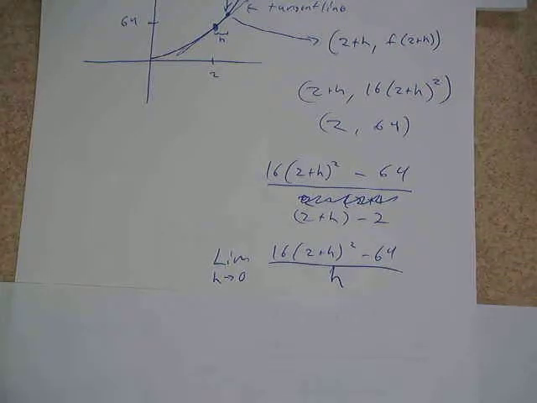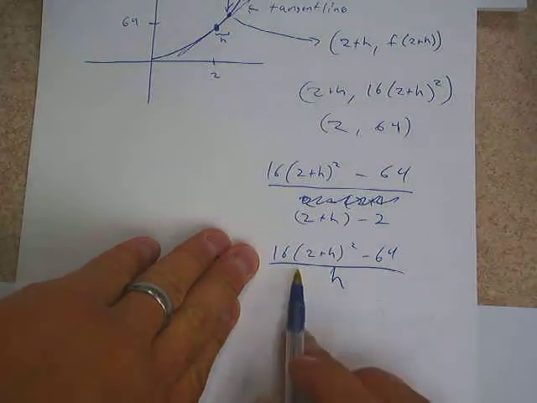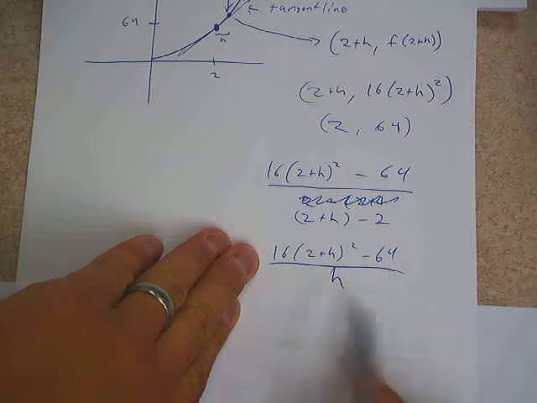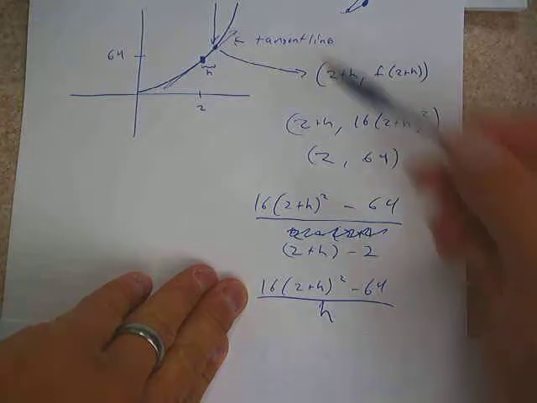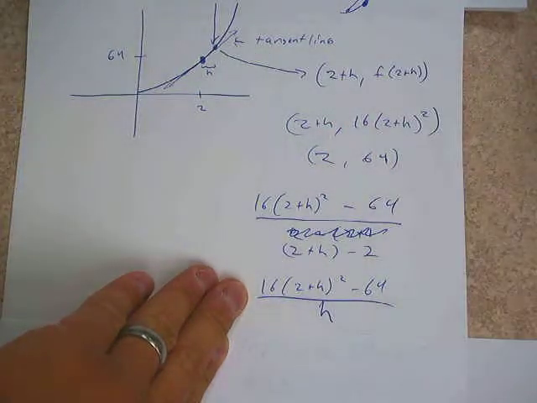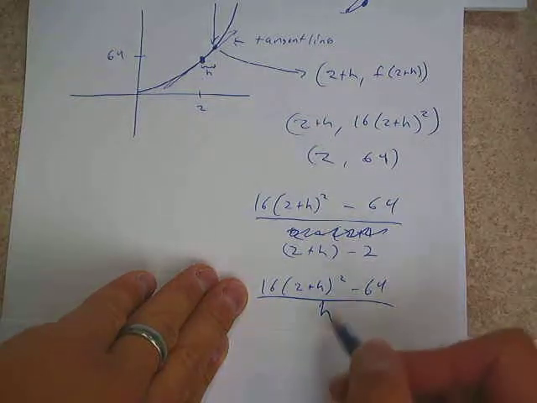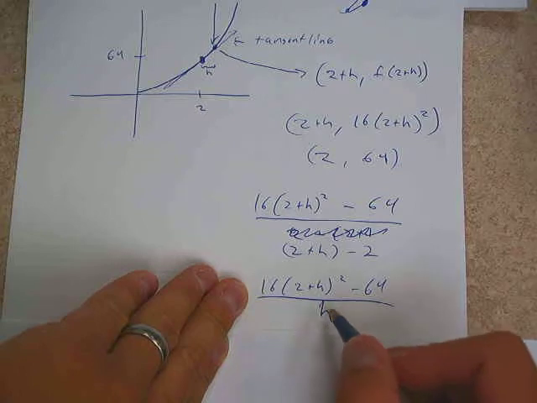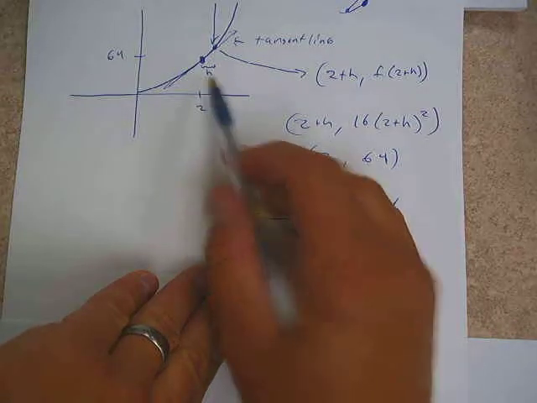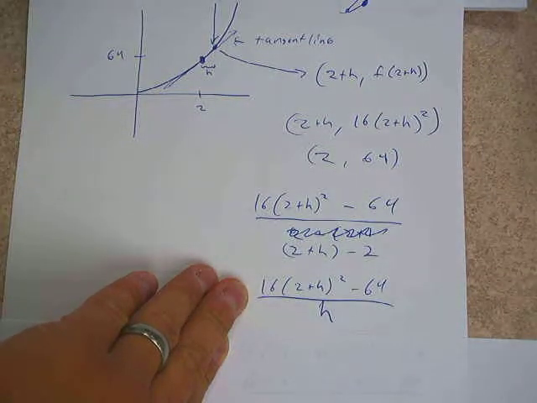Now, if you look at the bottom of the equation, you can see that there's something that we can do to simplify that. If I have 2 plus h minus 2, what happens to the 2's? Oh, they're gone. So we have now, and I'll leave this part for a minute, an expression for the slope of this curve at the point (2, 64).